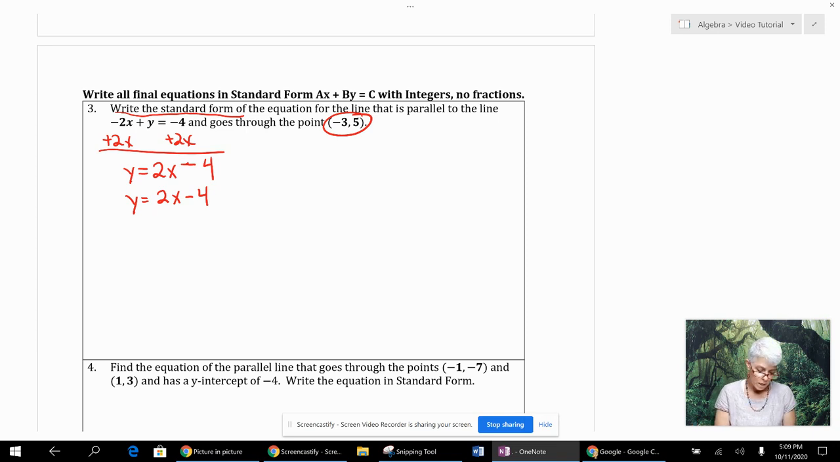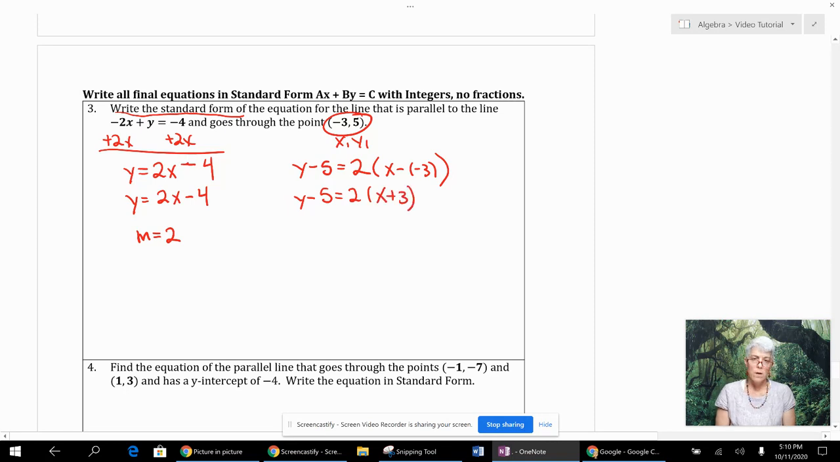So let's do that. So I have y minus, this is going to be my x1 and my y1. Y minus 5 equals the slope that we already figured out. The m is 2 times x minus a negative 3. Don't forget, it's not minus 3, it's minus a negative 3. Y minus 5 equals 2 times x plus 3. Okay, we're going to distribute before we do anything else. Y minus 5 equals 2x plus 6.